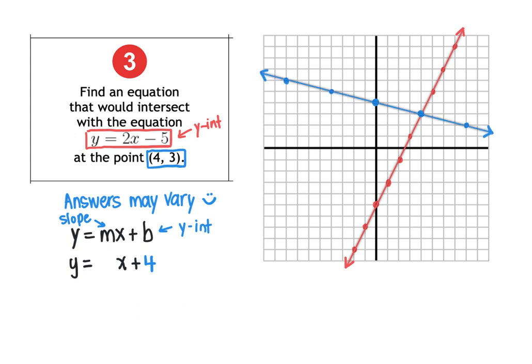And then we can say that our equation of this line is going to be y equals negative 1/4 x plus 4, because negative 1/4 is the slope and 4 is the y-intercept. And this line would intersect with the line we were given at the point 4, 3, as shown on the graph.